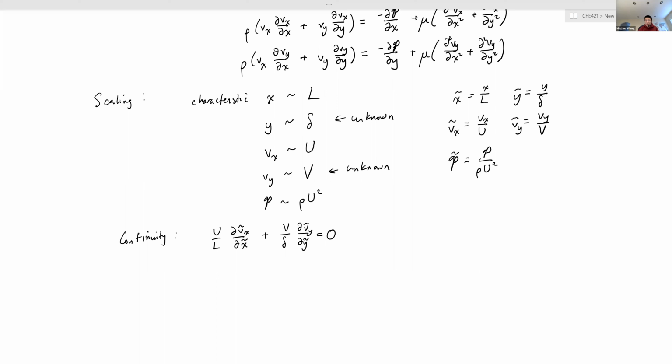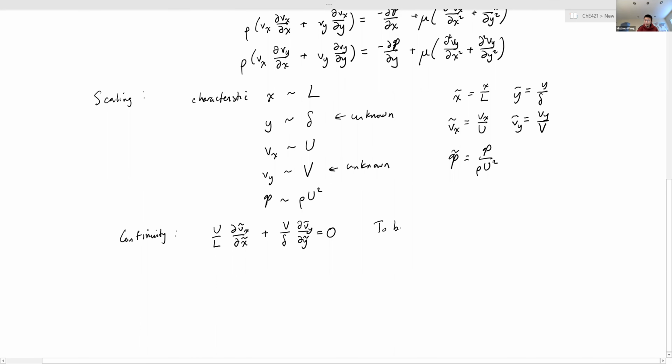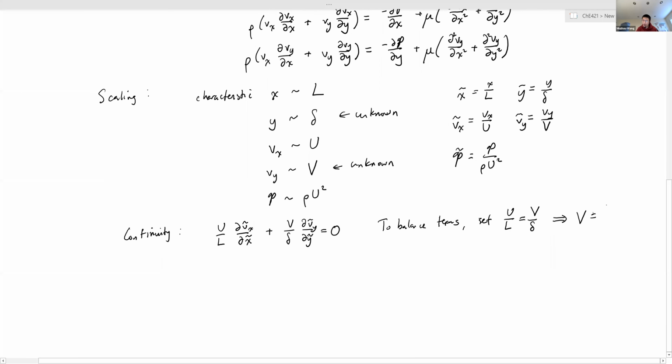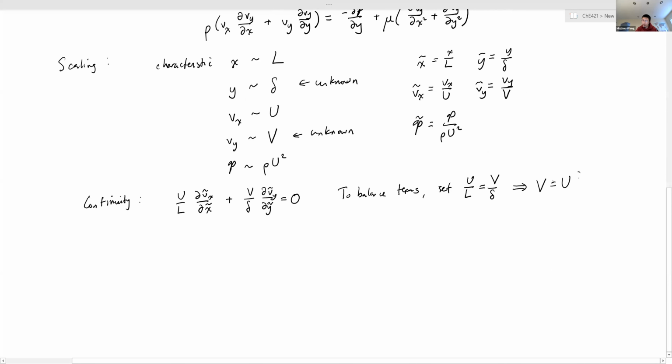Okay. So these two terms have to actually balance each other out, so therefore they have to be of similar order of magnitude. Okay, and so what that means is to balance terms, we'll set u over L to be equal to v over delta. That's supposed to be a v over delta, right? And so what that means then is our scaling in the y direction for velocity should look like that.